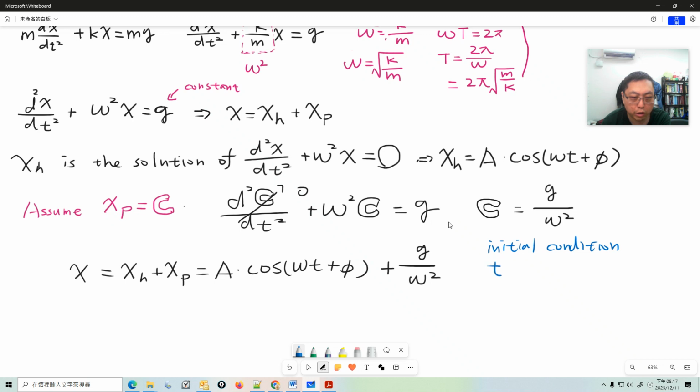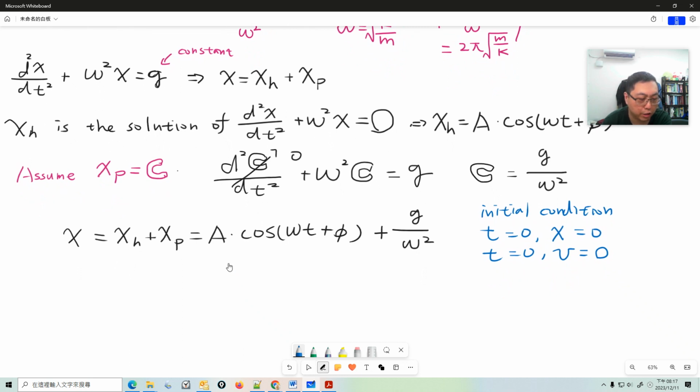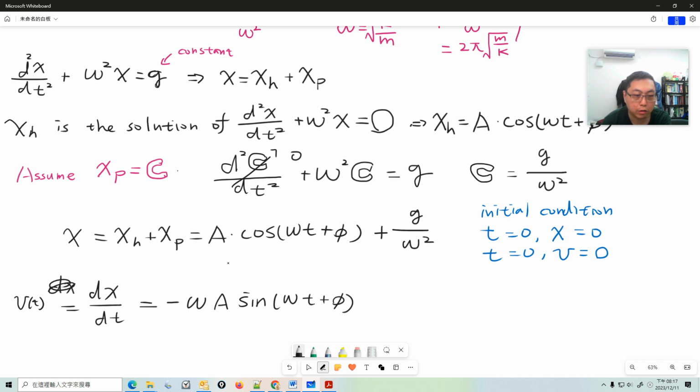So your initial condition is: when t equals 0, x equals 0, and at t equals 0, velocity also equals 0. We also have to get the velocity function, but it's very easy. dx/dt is just our velocity function, the derivative with respect to time. It's the same as in simple harmonic oscillation: this becomes minus omega a sine(omega t plus phi). And because g and omega squared are constant, after the derivative it becomes 0.